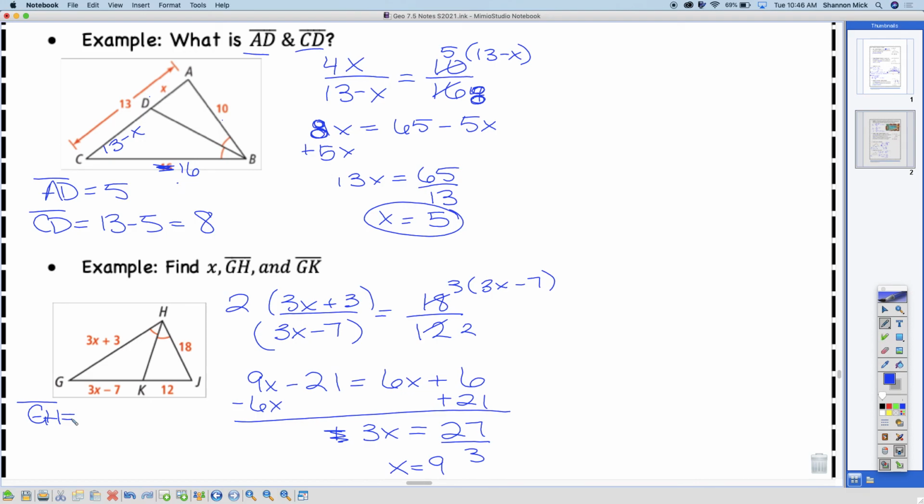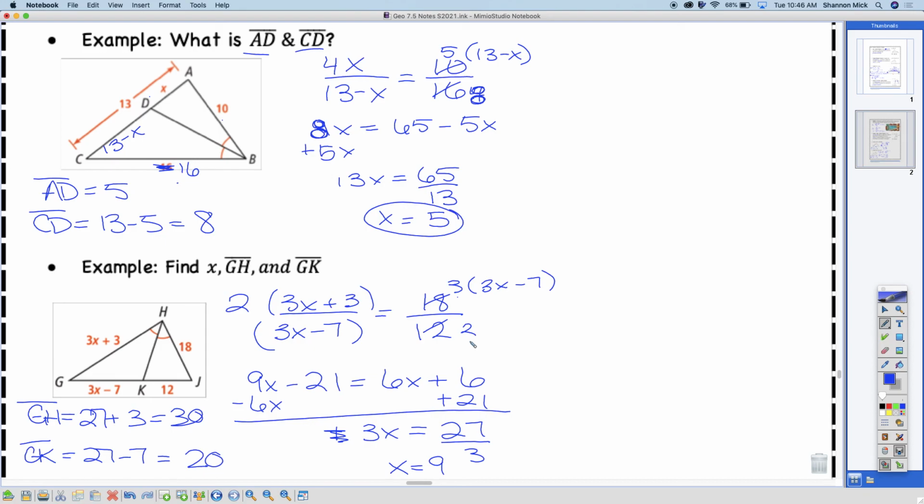So if x equals 9, GH is what? You do 9 times 3, which is 27, plus 3 is 30. And GK is 27 minus 7, which is 20, which if I put those over each other would be 3 halves, which is supposed to be what? 3 halves. So GK would be 3 halves.